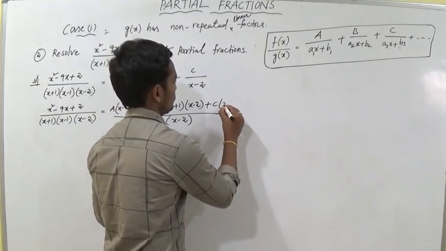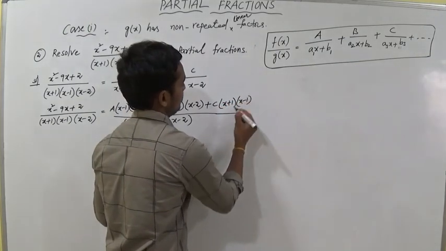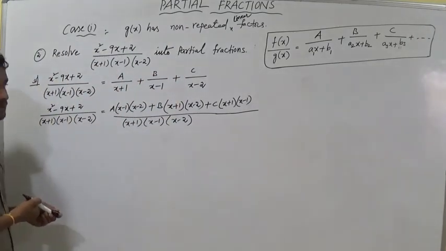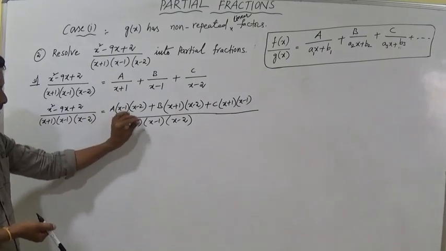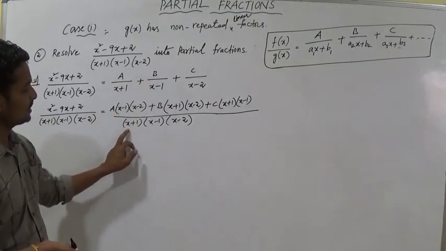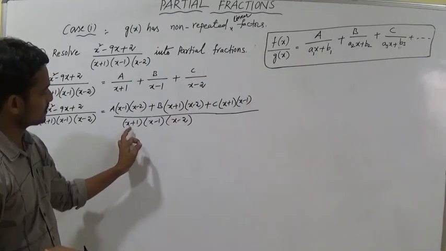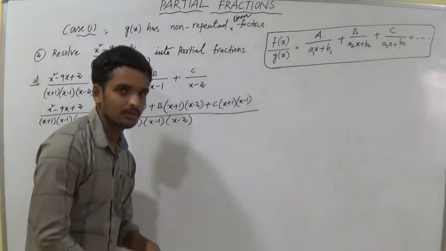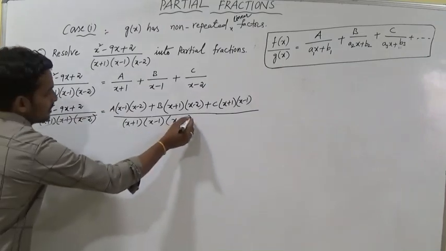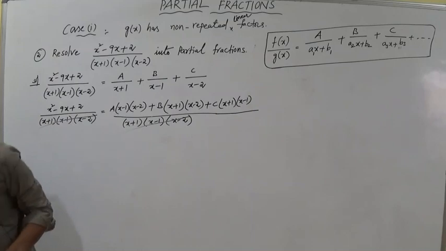So c into x plus 1 into x minus 1. Did you understand? So here, x plus 1 closed, a into x minus 1 into x minus 2, plus b into x minus 1 closed, x plus 1 into x minus 2, plus c into x minus 2 closed, x plus 1 into x minus 1. Did you understand? Okay? So in the same way, the denominators are cancelled.